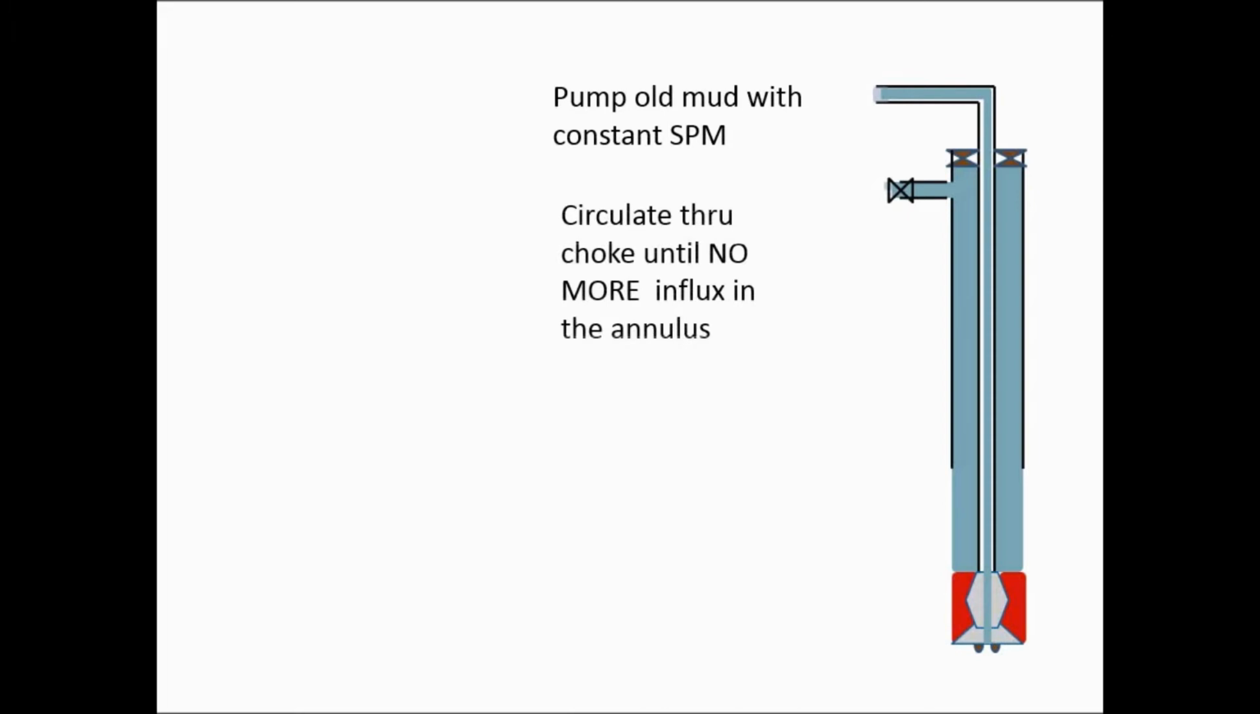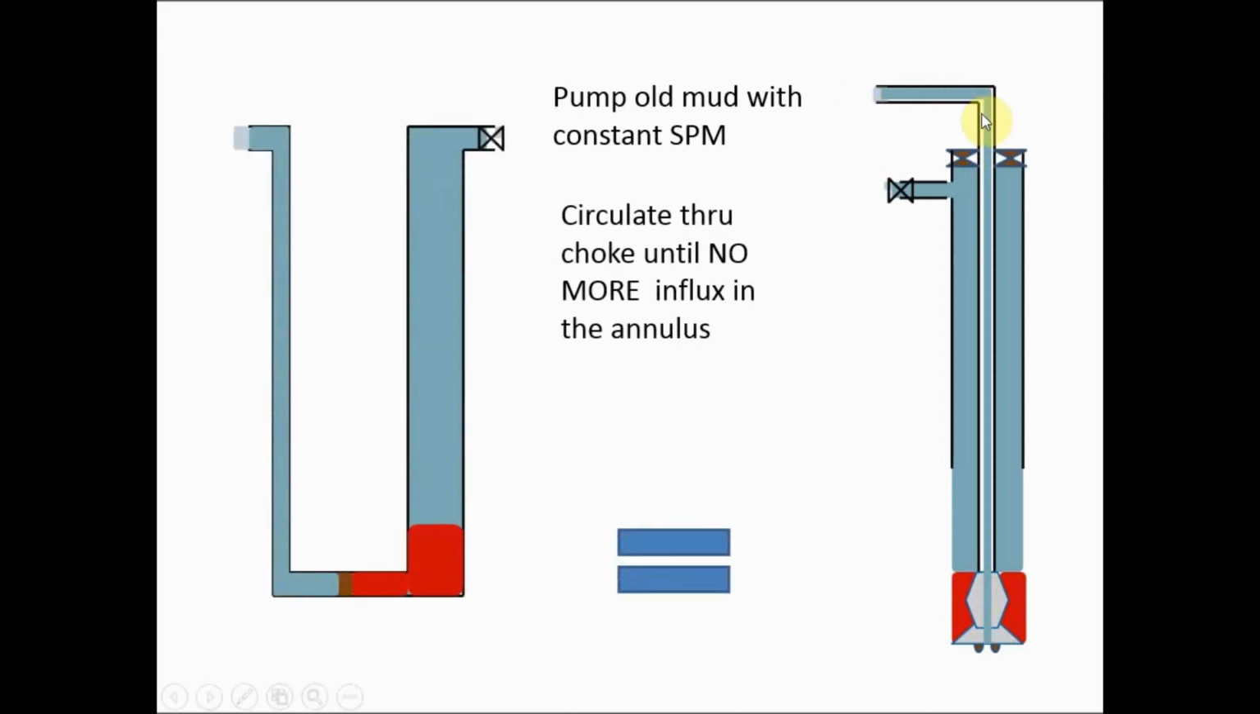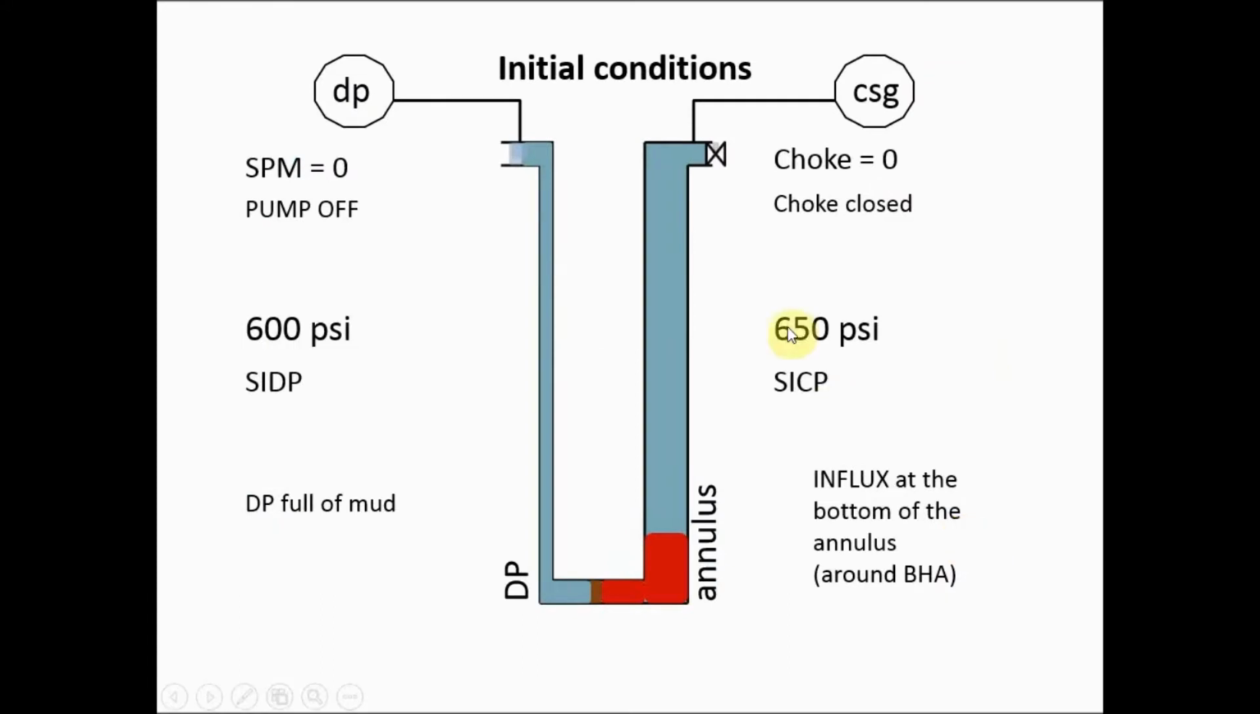Basically, we will be pumping old mud inside the wellbore through the drill string and then push the influx out of the well, and we will continue to circulate until no more influx is left in the annulus. Initial condition: pump is off and choke is closed.